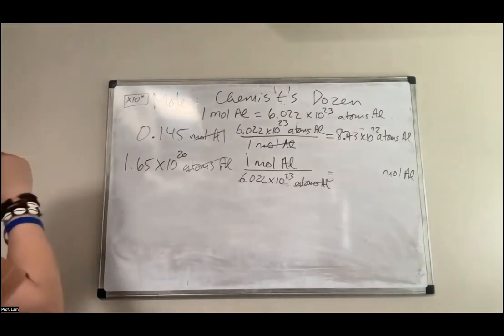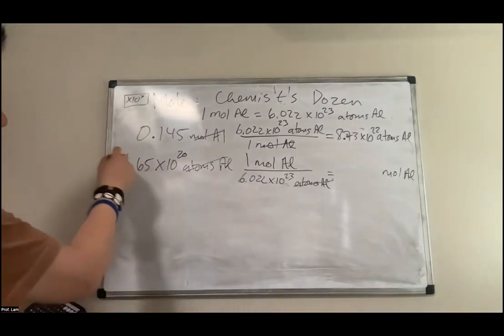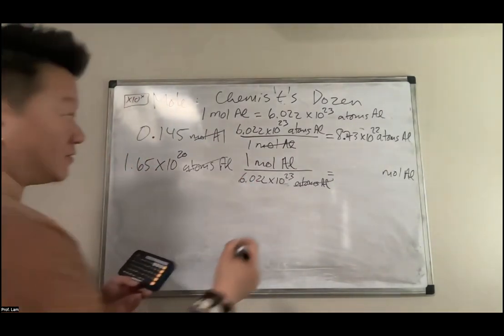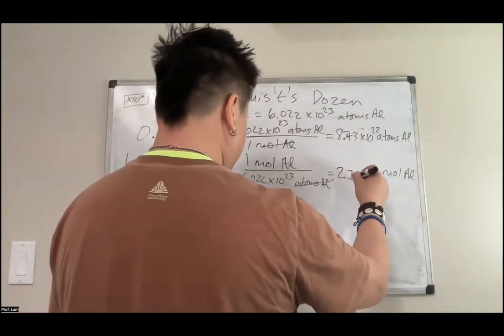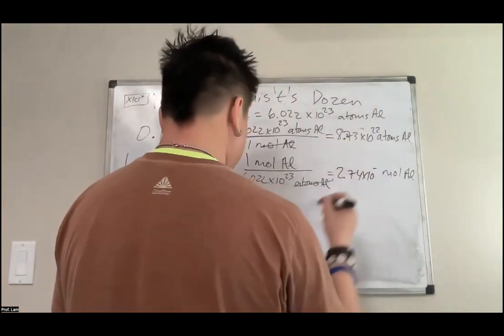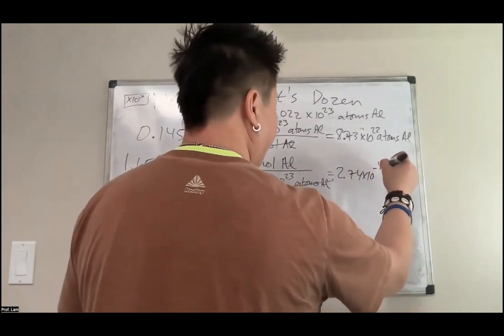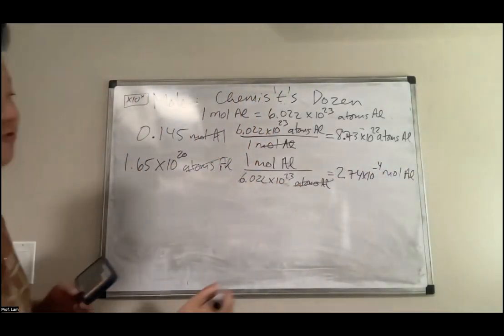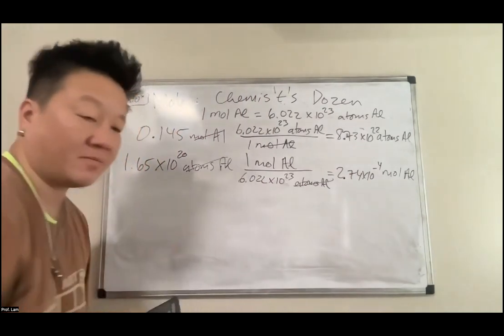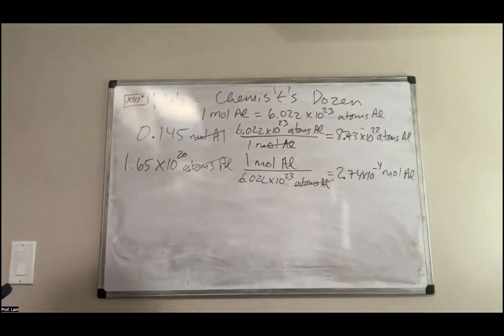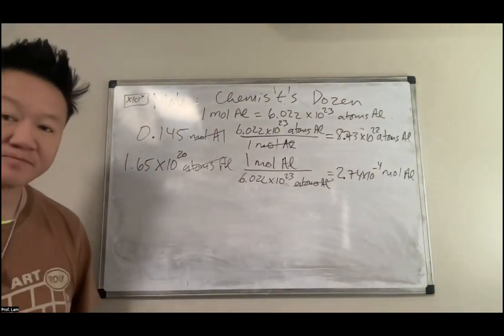So number of sig figs, let's see. That's 4. Oh, that's 3. So we need to round to 2.74 times 10 to the negative 4. 2.74 times 10 to the negative 4 moles of aluminum. Okay. Is that clear, guys?